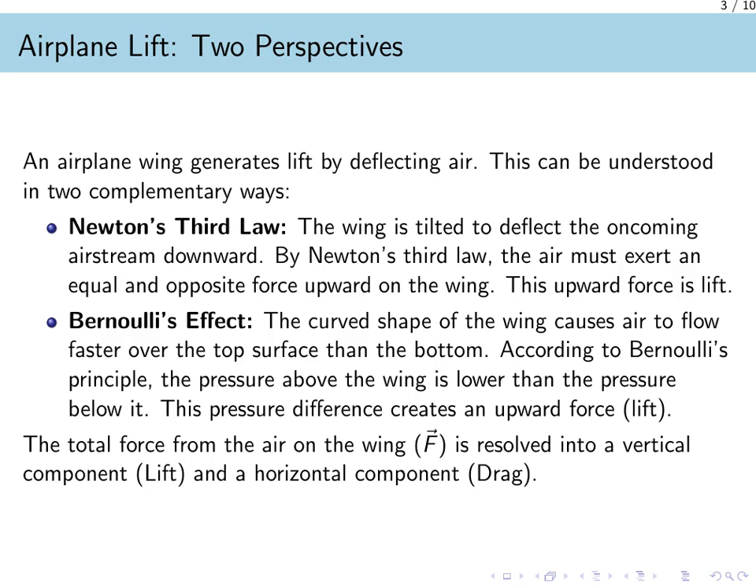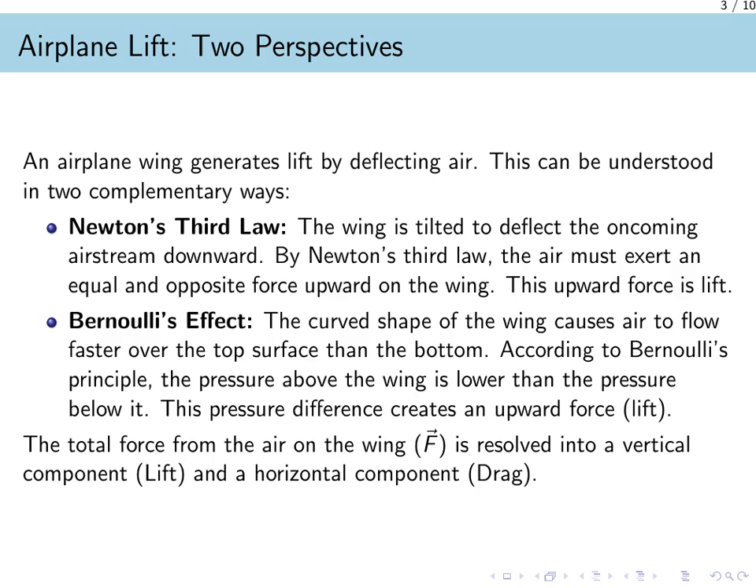We can understand the lift force that keeps an airplane in the air using two different but related physical principles. The first perspective uses Newton's third law. As an airplane moves forward, its wings are angled to push the oncoming air downward. Because for every action, there is an equal and opposite reaction, the air must in turn exert an equal upward force on the wings. The second perspective involves Bernoulli's principle.